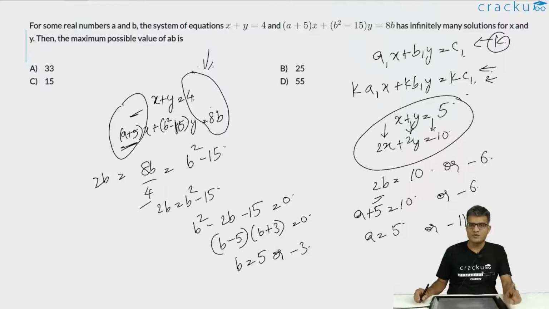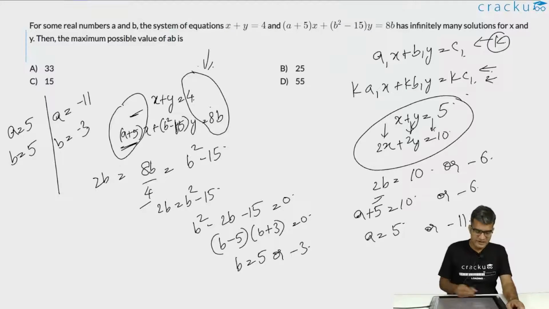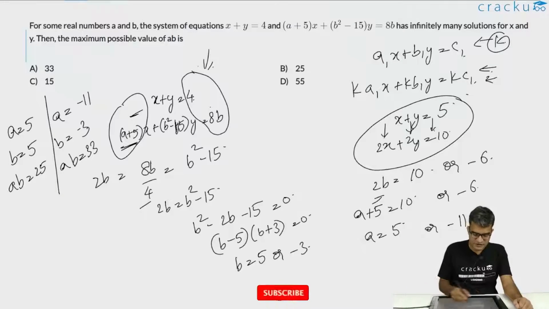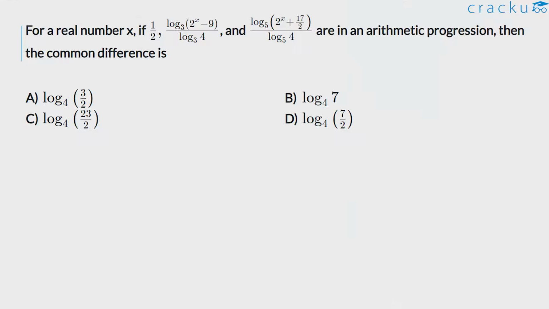So basically we have two cases. In the first case, a is equal to 5, b is equal to 5. In the second case, a is equal to minus 11 and b is equal to minus 3. In the first case, the value of the product ab is 25. In the second case, the value of ab, which is the product, is equal to 33. These two are possible. So the maximum possible value of a into b is equal to 33, which is option A.